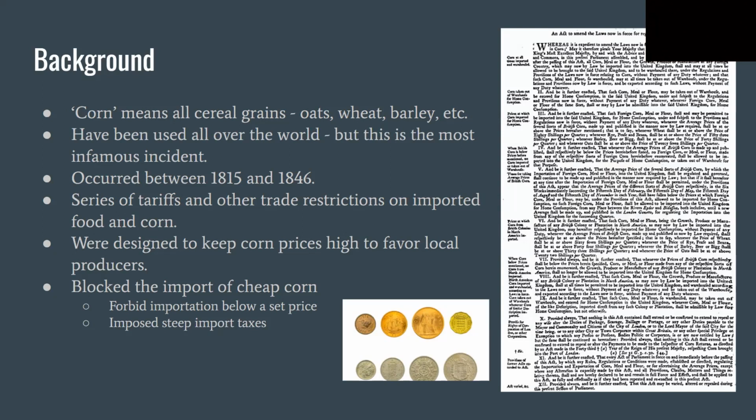Then, in 1816, Britain experienced the year without a summer. This was caused by a volcanic eruption in Indonesia. It caused severe famine and seriously reduced crop yields. Because of this, the ceiling price of 80 shillings a quarter was never even reached.